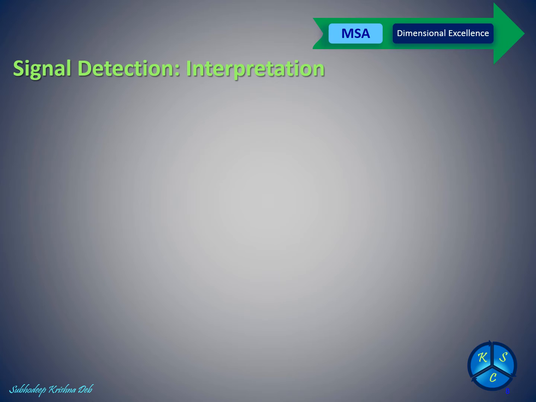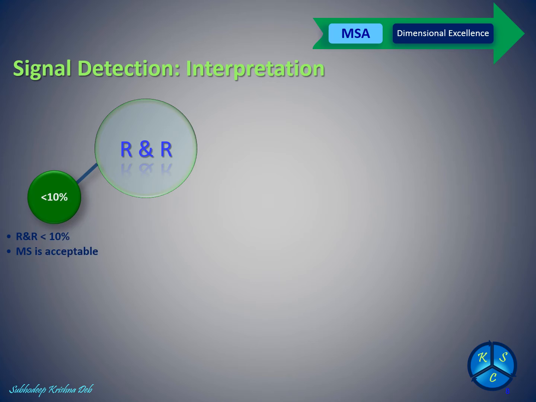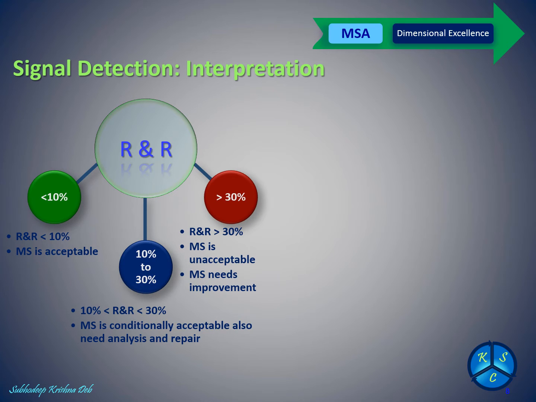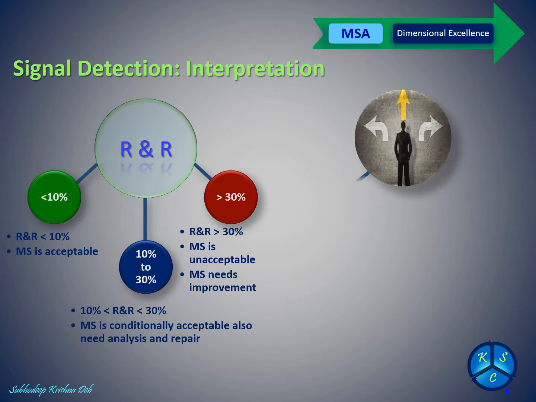Now let us understand how to interpret the R&R value that we have calculated. For signal detection, if the R&R value is less than 10%, then the measurement system is said to be acceptable. If it is within 10 to 30%, then it is conditionally accepted. And if it is more than 30%, then the R&R is unacceptable, that is, the measurement system needs major improvement.